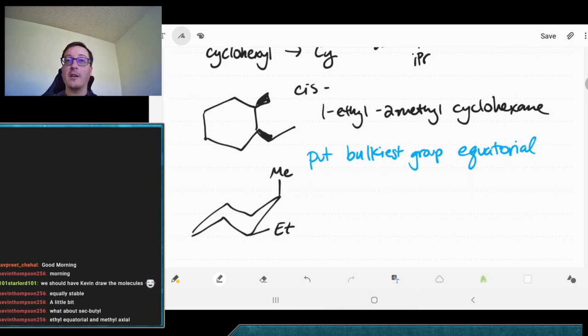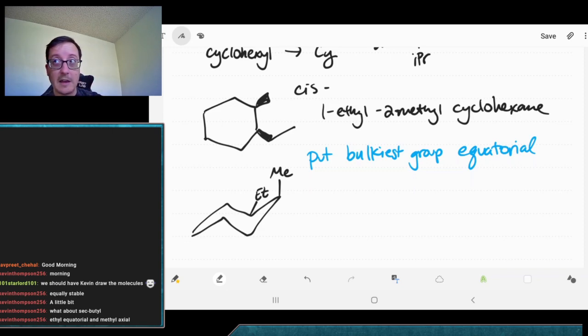We can put our ethyl group equatorially by putting it down here, as long as we still have that 1-2 relationship. If we wanted to put our ethyl group axially and we'd already drawn our chair like this, actually, we could do it this way too. We could put it there equatorially. A little bit bizarre, but that's the same thing, right? There's still a 1-2 relationship to each other.